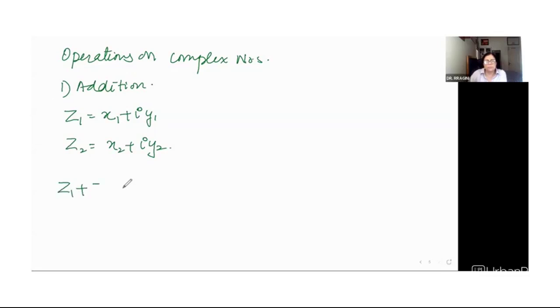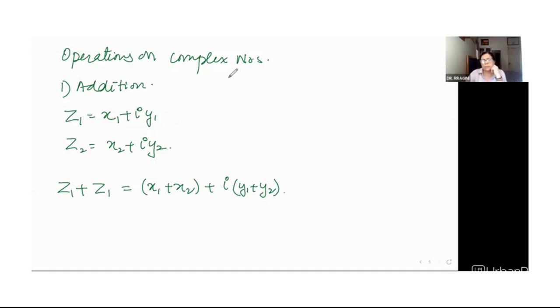Z1 plus Z2 is, we simply add the real part to the real one and we add the imaginary part. Keeping iota common, we take iota times y1 plus y2. So we simply add the real part to the real part and the imaginary part to the imaginary part to get the sum of two complex numbers.